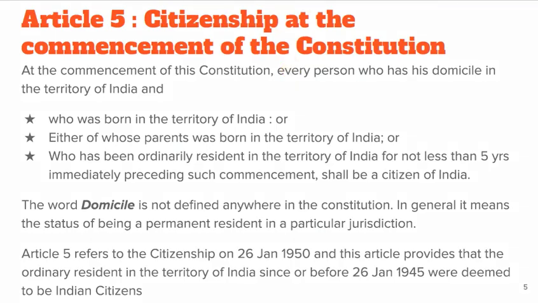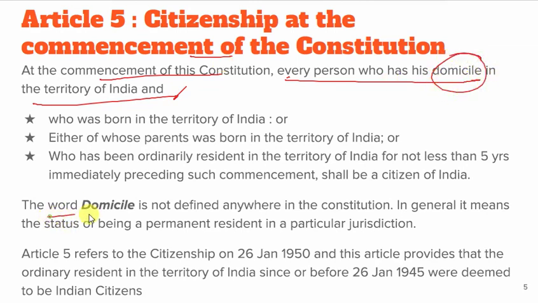Article 5, the citizenship at the commencement of the constitution. At the commencement of this constitution, every person who has his domicile in the territory of India. Well, domicile was actually not defined anywhere in the constitution. They haven't used the proper word domicile, but in general, what exactly does domicile mean? The status of being a permanent resident in a particular jurisdiction.